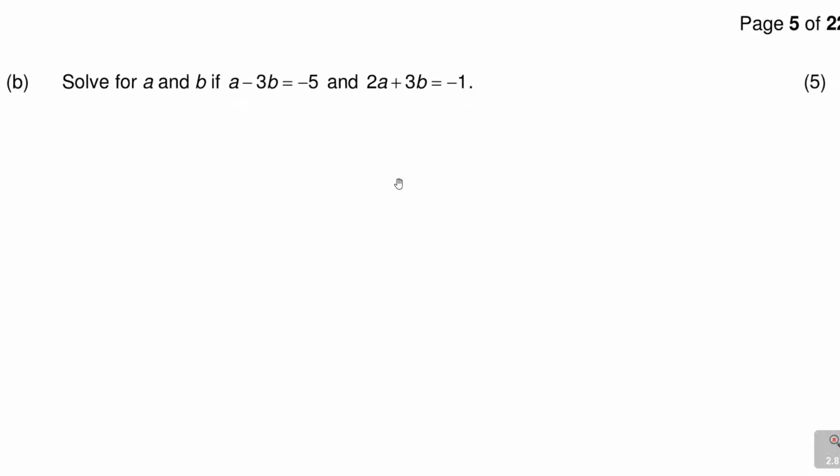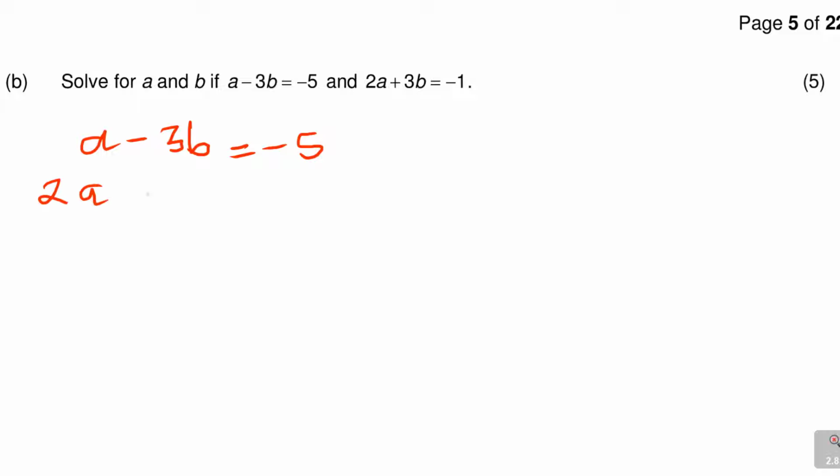There is another 5 marks. I don't know why it's 5 marks. Here they are saying solve for A and B. Oh, simultaneous equations. Here we have got A minus 3B is equal to minus 5. And then we have 2A plus 3B is equal to minus 1. This we call equation 1, this we call equation 2.